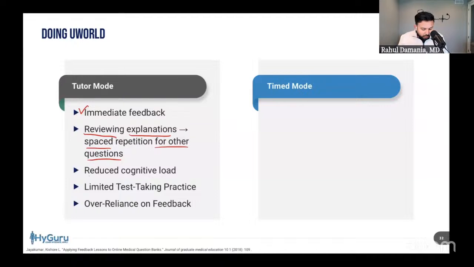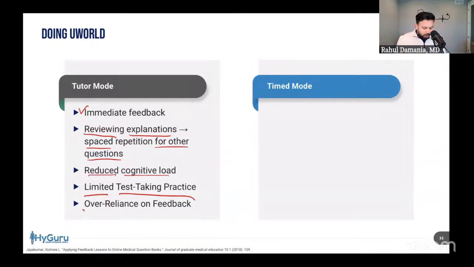It also is a reduced cognitive load when you're doing tutor mode. However, the cons of doing tutor mode is that you get limited test taking practice because your exam is not tutor mode. Your exam is timed mode. So that's one of the limitations.